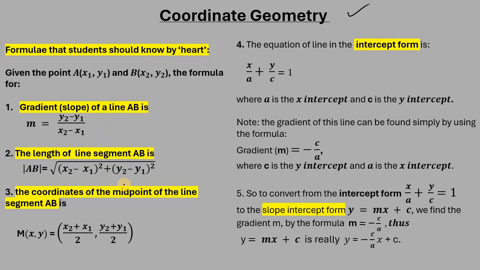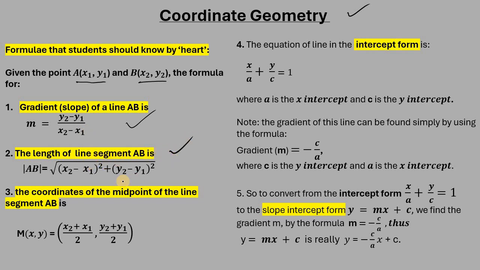Now, these are the formulae that you need to know for your test. Basically, we have 2 points. If you have any 2 points on a particular straight line, you can find the gradient between those 2 points, or in other words, the gradient of the line itself. And this is the formula: y2 minus y1 over x2 minus x1.